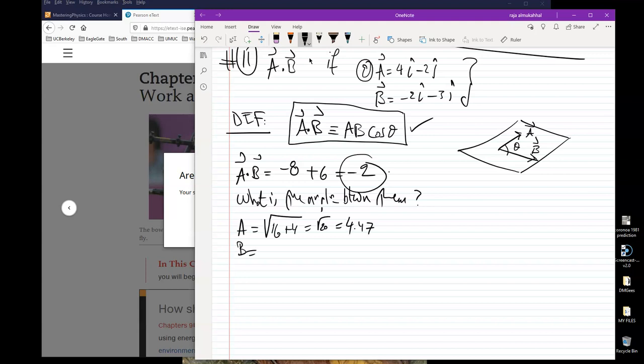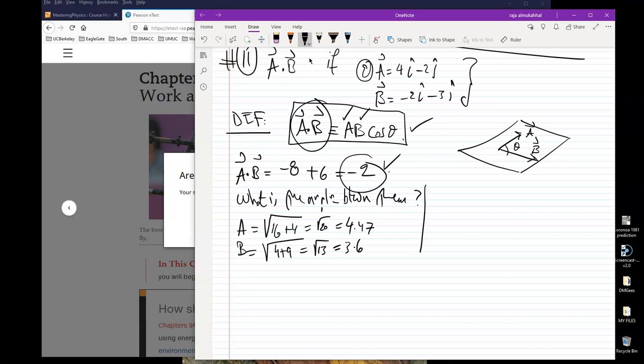And what about B? B is going to be what? 4 plus 9, correct? So that'll be the square root of 13. Answer 3.6. Okay, so now I have gotten A dot B. Already, right here, I have gotten the scalar value of the magnitude of A and the magnitude of B.